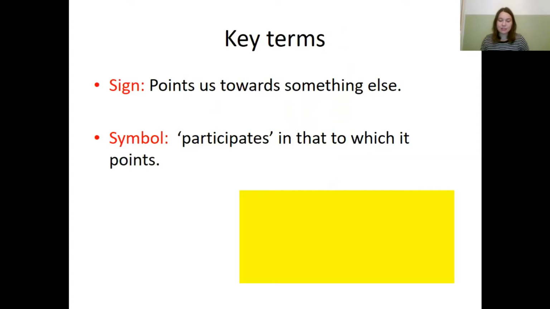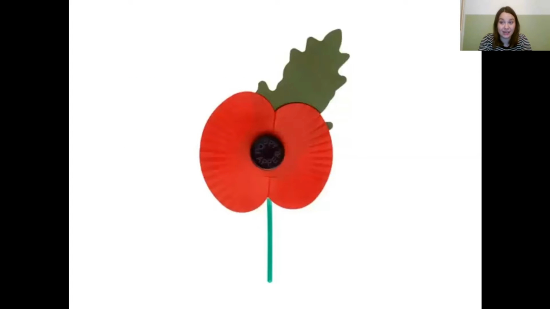Okay, so some key terms for today's lesson are sign and symbol. So we're going to start just by looking at these as two different things. And we are going to suggest that a sign is something that points to something else. And a symbol, and you have to bear with me with this one because this is what we're going to unpack this lesson, a symbol participates in that to which it points. Okay, so this picture is not just a sign, it doesn't just point to something, but it's a little bit more than that. It goes a bit deeper, it participates in that to which it points.